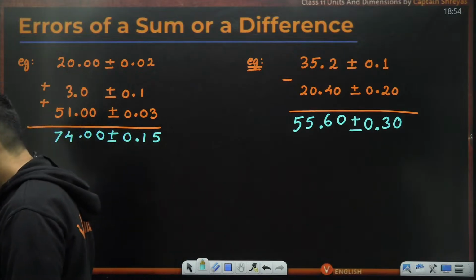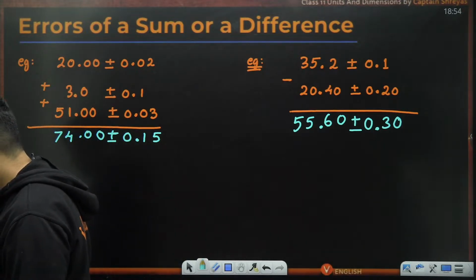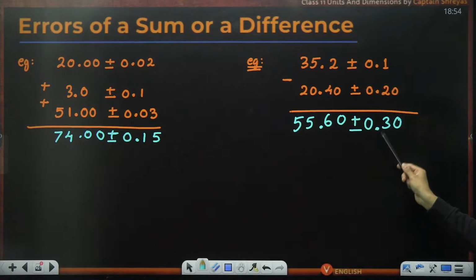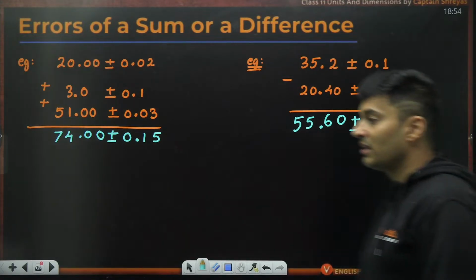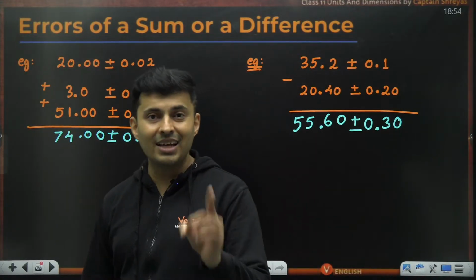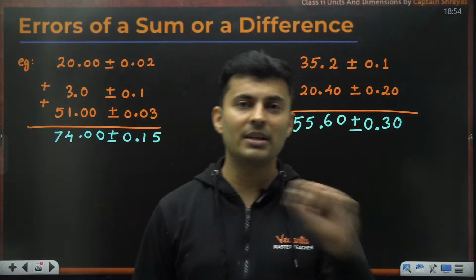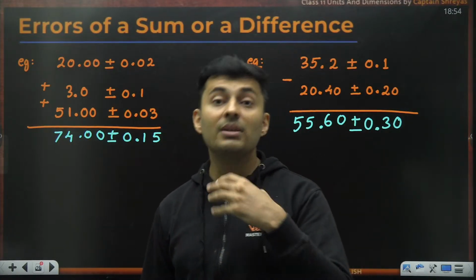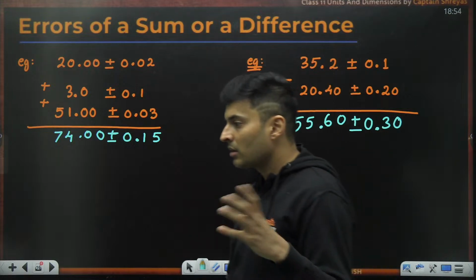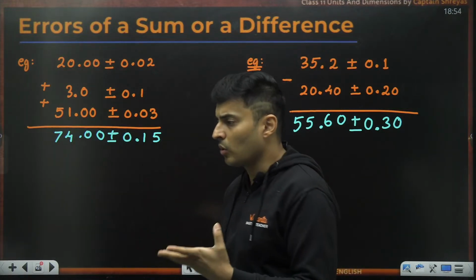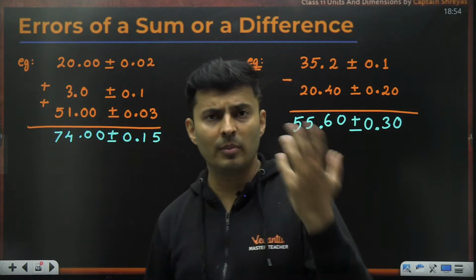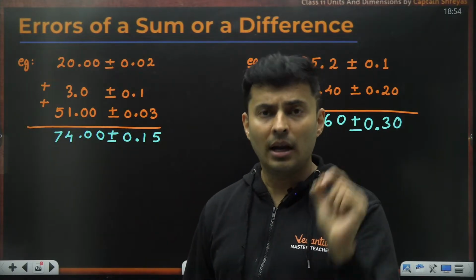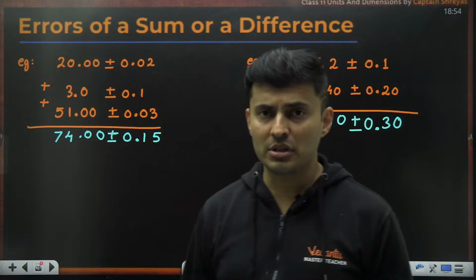Just check it out. I hope you guys are getting it till this point. 74.00 plus minus 0.15 and 55.60.30. But this is not the final answer. This will be there in the options. And this is where many students will make a mistake. This kind of questions in JEE Mains and Advanced will suck away all your marks. Trust me, this might not be a solo question, but maybe it's a part of a bigger problem. And your final answer will depend on how accurately and how properly you are following the procedure.